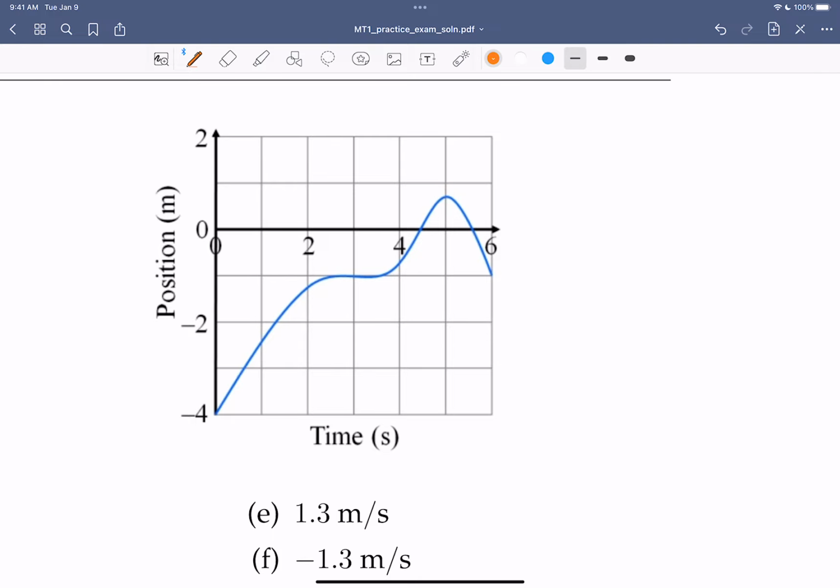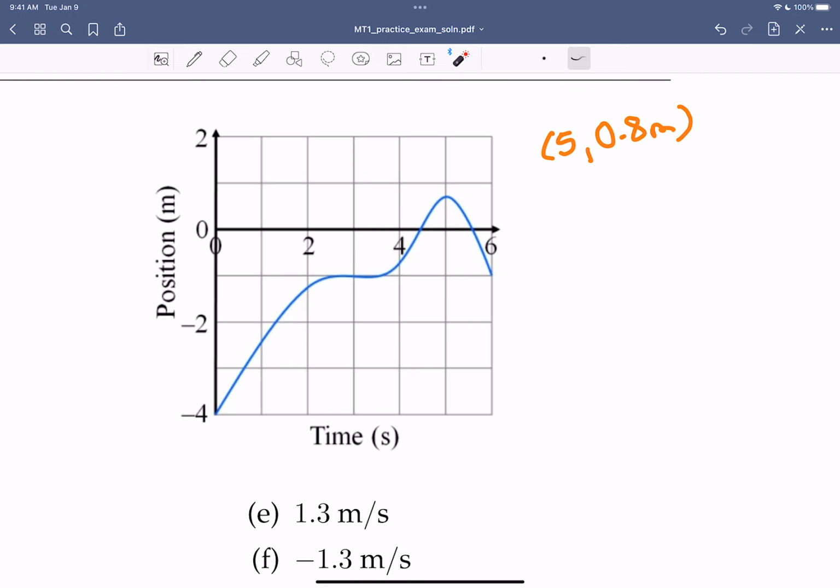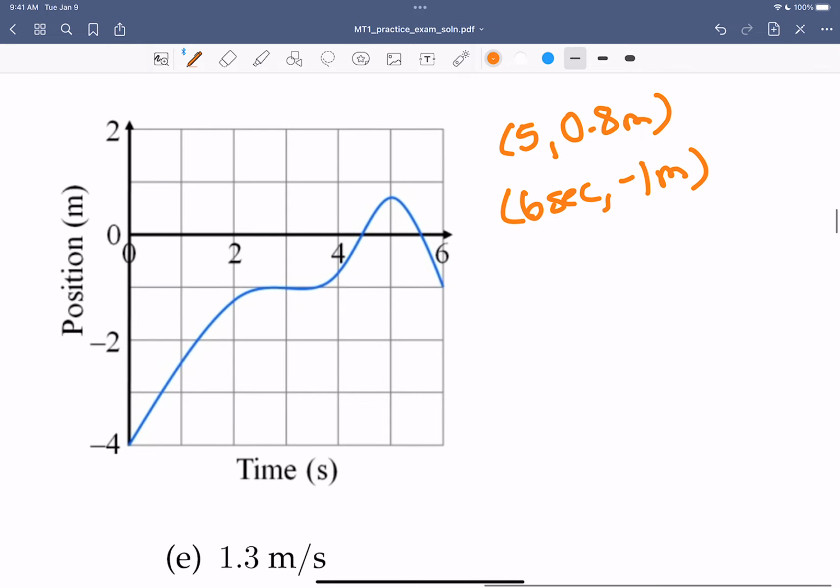So let me write that down. At 5 seconds, we have 0.8 meters, right? And then maybe at 6 seconds, we have -1 meters. If we were to try to find the slope from this, we get a kind of conflicting answer. I think you get closer to like 1.3 meters per second or something like that. If you do -1 minus the 0.8 there, you get -1.8.